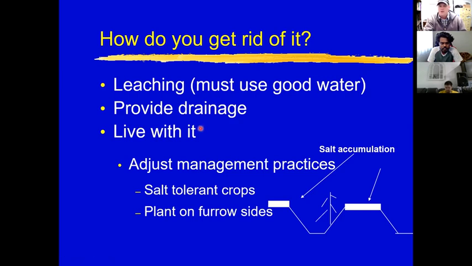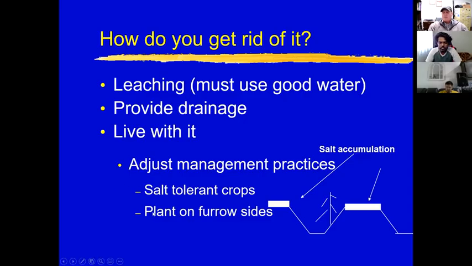The other option is you can live with it. This is fairly common down in Southern California, like the Colorado River area. They have soils that have become saline. They've had a lot of salt accumulation over the years. And one of the things that they'll do is plant salt tolerant crops. Not all crops react to salt the same. And I think I've got a table on that in just a little bit.